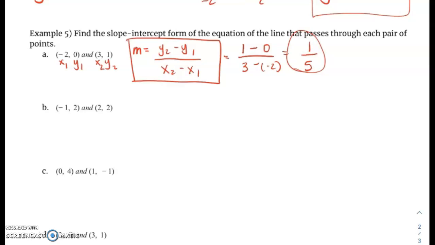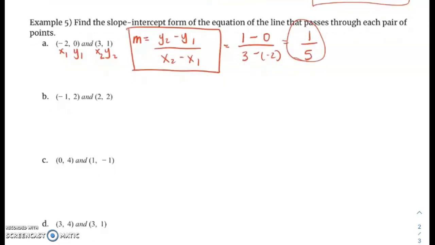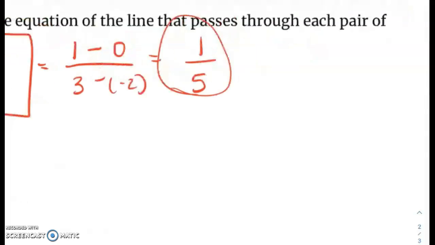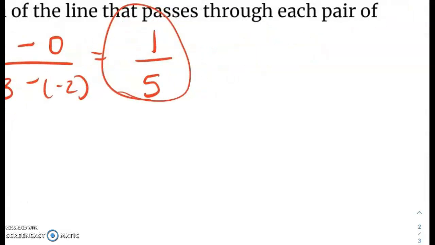So part 2 of lesson 1.2, we're going to start with example 5, where we're finding the slope-intercept form of the equation of a line that passes through two pairs of points. So you see I've written the slope equation, y2 minus y1 over x2 minus x1. I've labeled my points x1, y1, x2, y2, and I've plugged in those points, and I got 1/5 for my slope. So now I'm going to go to my point slope equation, which we did in the previous example. Point slope equation is y minus y1 equals slope times x minus x1.